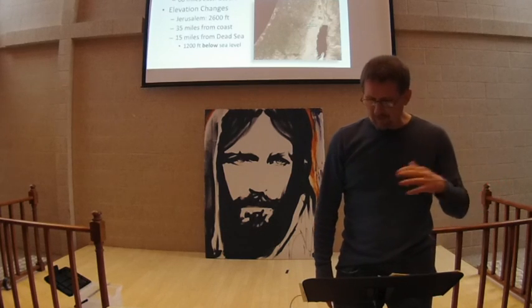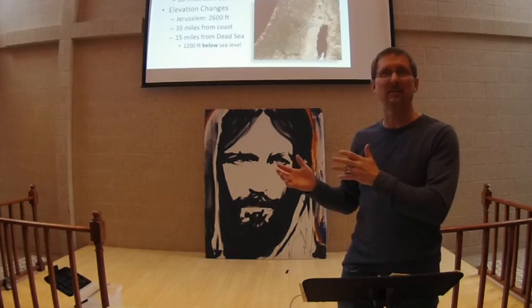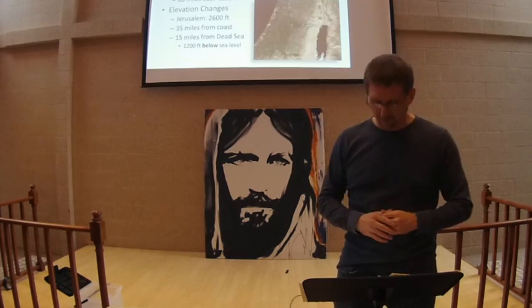The climate's generally, give or take, in the 60s, depending on what part of the country you're in. Certainly in the day that we're talking about, water was a challenge, and continues to be a challenge in many parts of the country. Of course, along the coast, much like here, it has its rains because they're close to the coast. But those central hills where Jerusalem was, they get less rain, although when they get rain, they sometimes get these downpours. And then just 60 miles east of there, you're talking full Arabian desert.